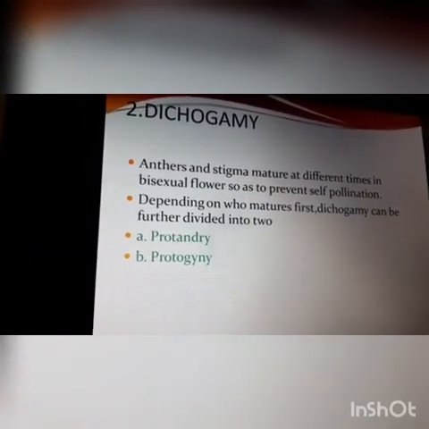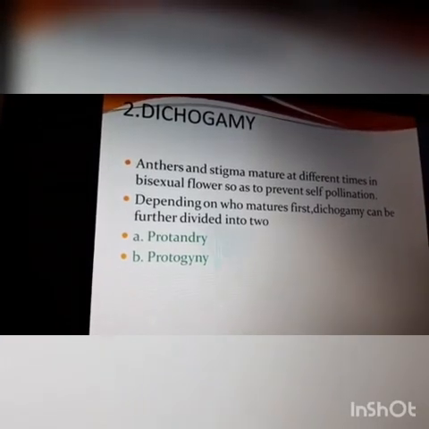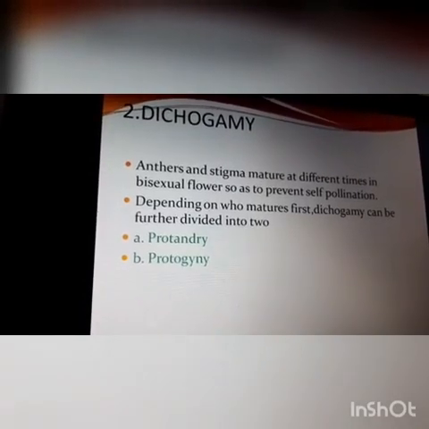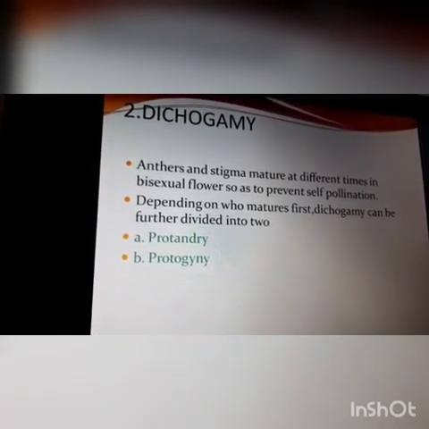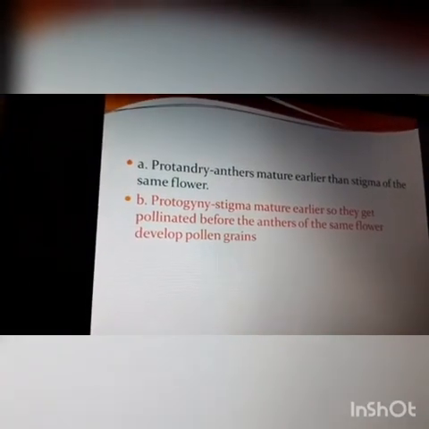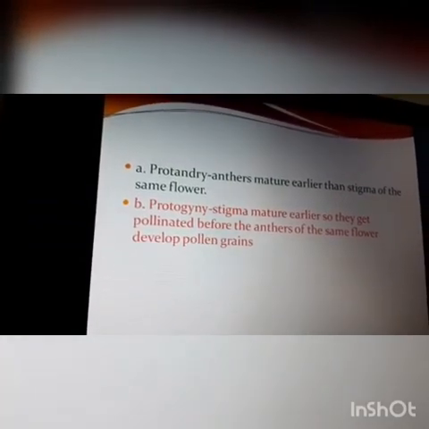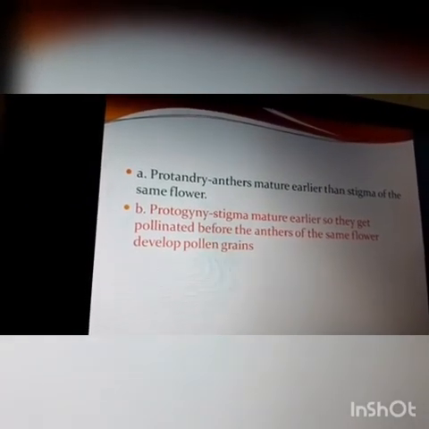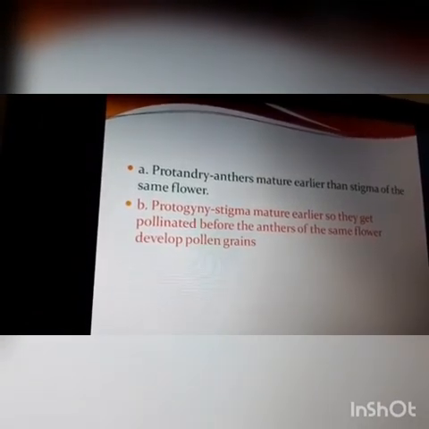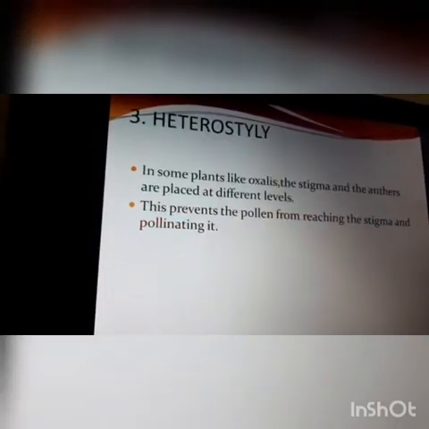In bisexual flowers, anthers and stigma mature at different times, to prevent self-pollination. This is called dichogamy. Depending on which matures first, dichogamy can be further divided into protandry and protogyny. In protandry, anthers mature earlier than the stigma of the flower, whereas in protogyny, stigma matures earlier, so they get pollinated before the anthers of the same flower develop their pollen grains. So it helps to prevent self-pollination.